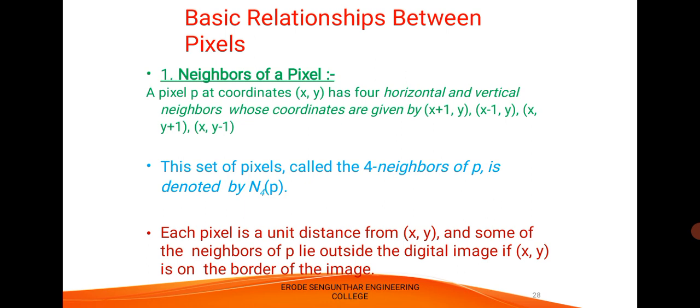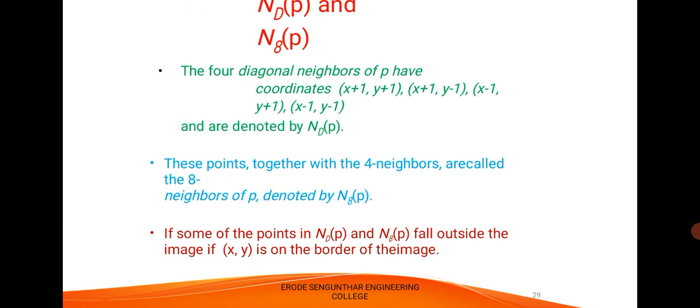First is the neighbors of a pixel. A pixel p at coordinate x comma y has four horizontal and vertical neighbors whose coordinates are x plus 1 comma y, x minus 1 comma y, x comma y plus 1, and x comma y minus 1. These pixels are called the neighbors. This set of pixels is called the four neighbors of P, denoted by n4 of P. Each pixel is a unit distance from x comma y, and some neighbors of P lie outside the digital image if x comma y is on the border of the image.